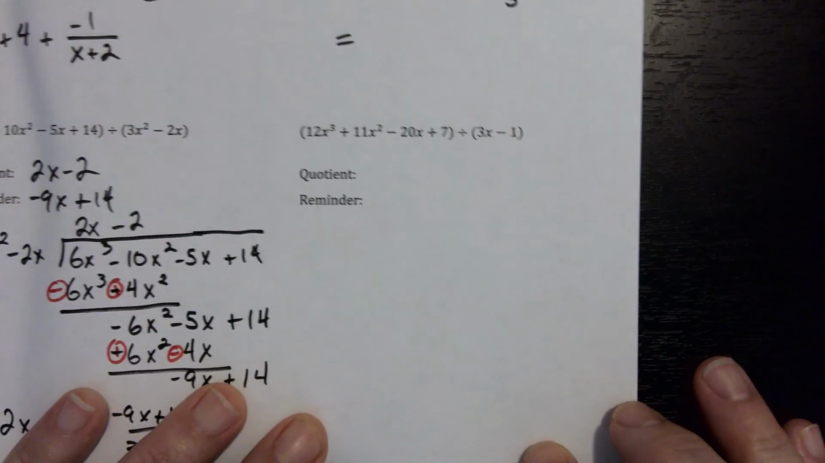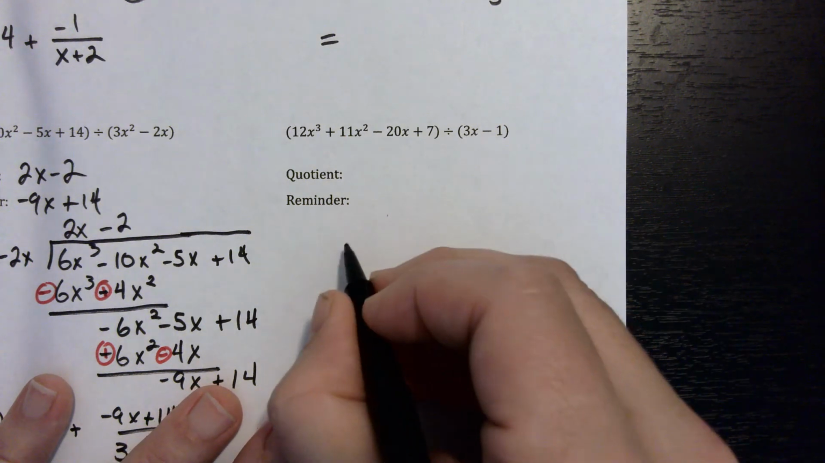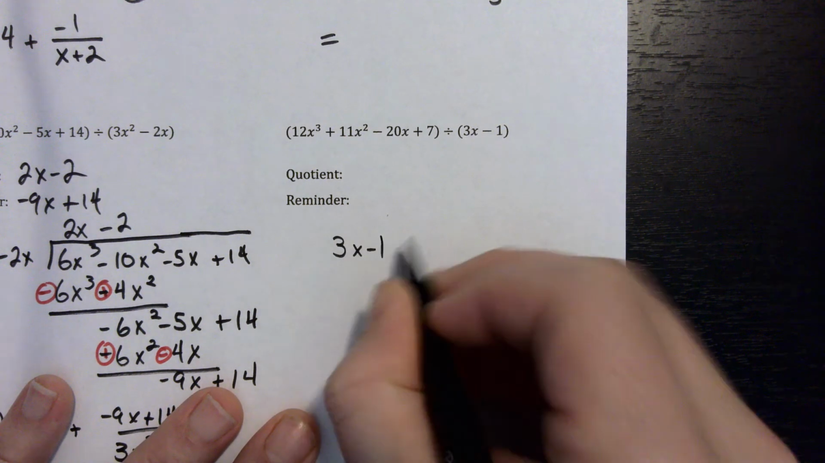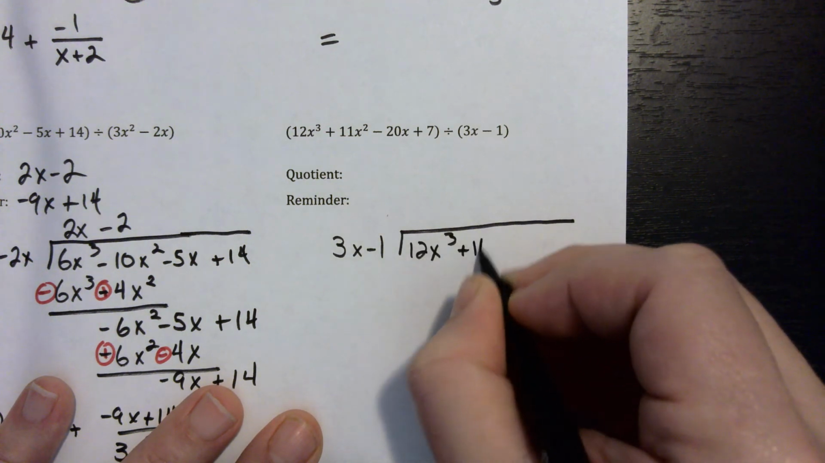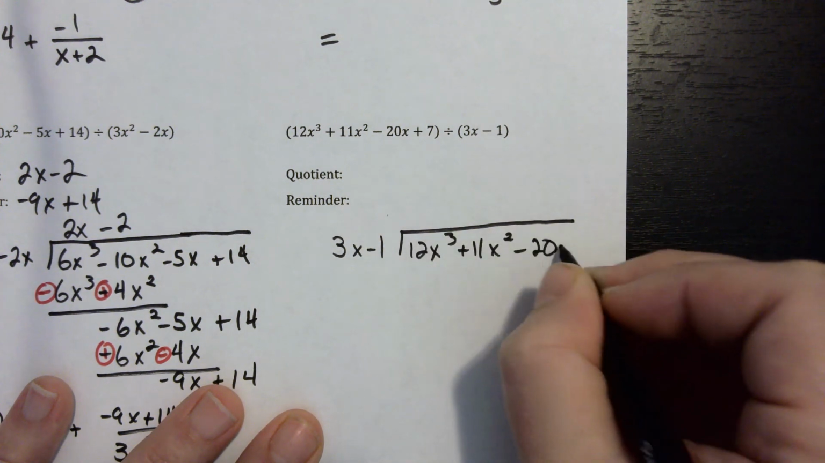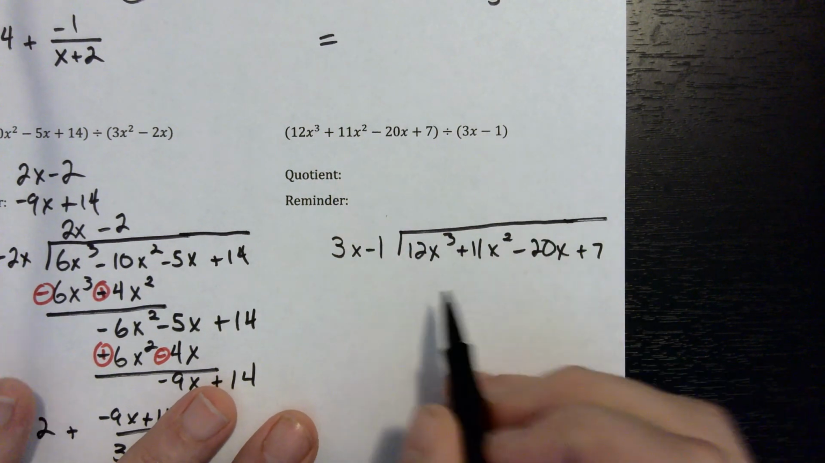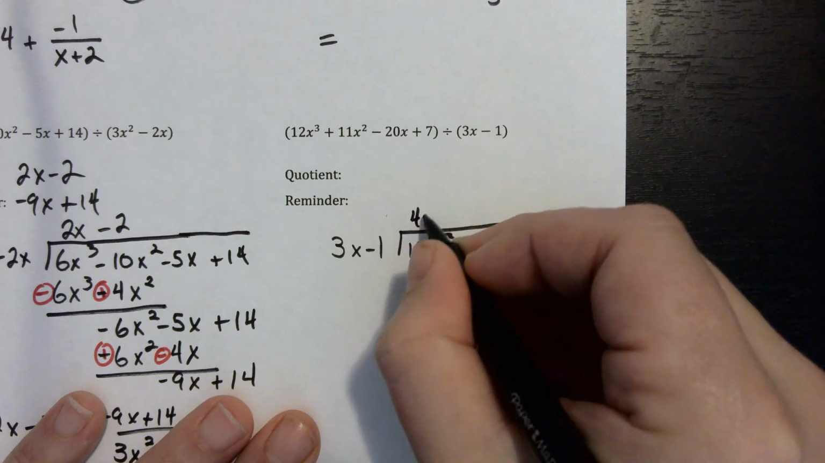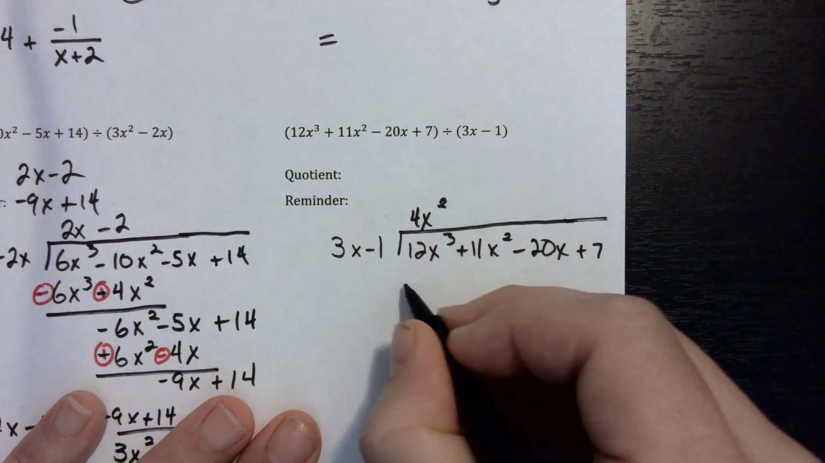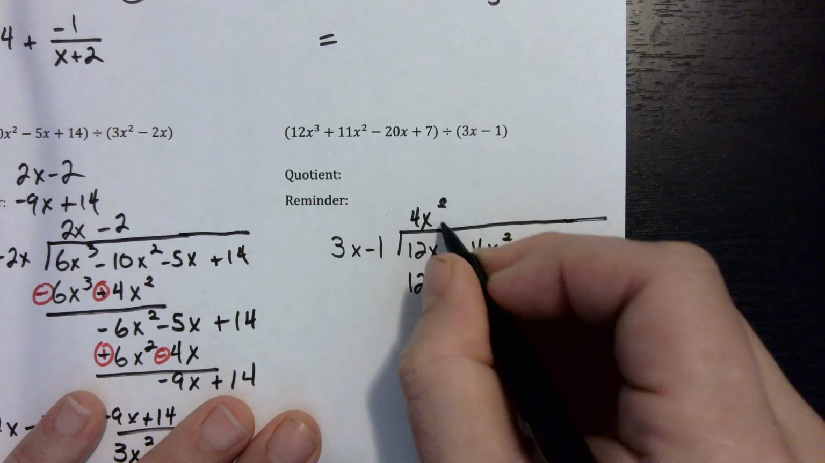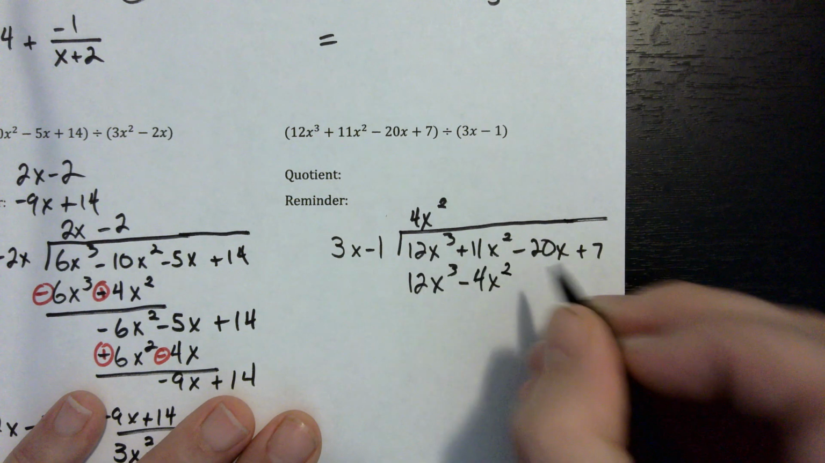Okay, let's do one more of those. So are we missing any terms? It does not look like it, so let's go ahead and put that out front. And then 12x cubed plus 11x squared minus 20x plus 7. Okay, so what do I multiply 3x by to get 12x cubed? That needs a 4x squared. 3 times 4 is 12, and x squared times x is x cubed. So that's 12x cubed. 4x squared times negative 1 is a negative 4x squared.